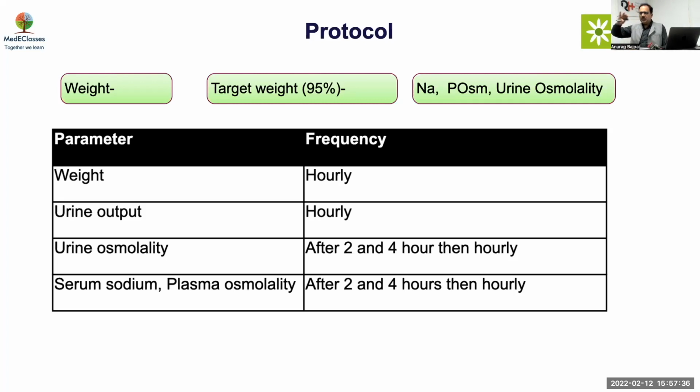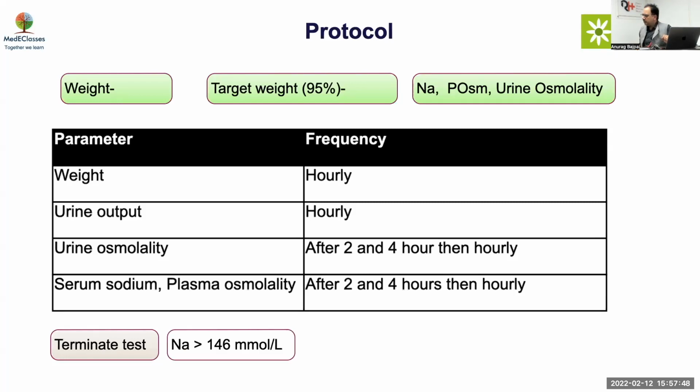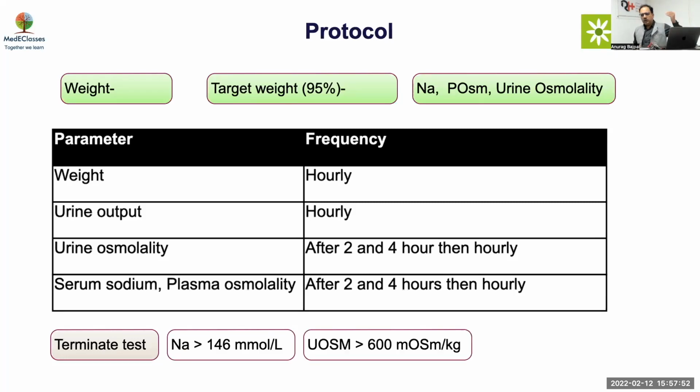You need immediate results. If you can get immediate sodium and urine specific gravity, these will give you a very good picture. Osmolarity will take time in that regard. When would you terminate the test? If the sodium goes above the target, 146 or above, urinary osmolarity is concentrated, or weight goes below target. This is the most soft indication. Often we say, okay, the weight has come down, let's terminate the test.